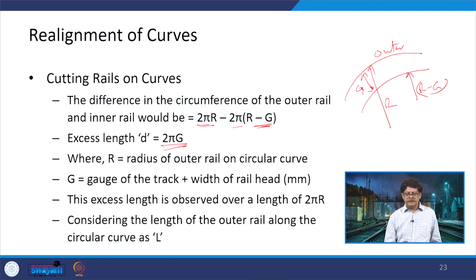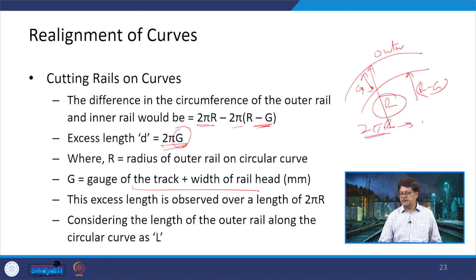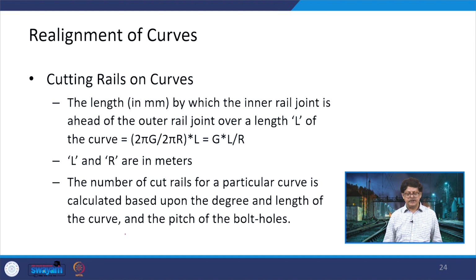and this g which we are taking here is actually the dynamic gauge, and this dynamic gauge is nothing but the gauge of the track plus the width of the rail head. Now, this 2 pi g is being observed on a length related to the radius r. So, when we talk about the circumference, we say it is 2 pi r. So, for that 2 pi r, the value is 2 pi g. Now, if we have to calculate it for a length equal to L, we can very easily do that. It is 2 pi g divided by 2 pi r into L, and finally it transforms into g into L divided by r, where L and r both are in meters.